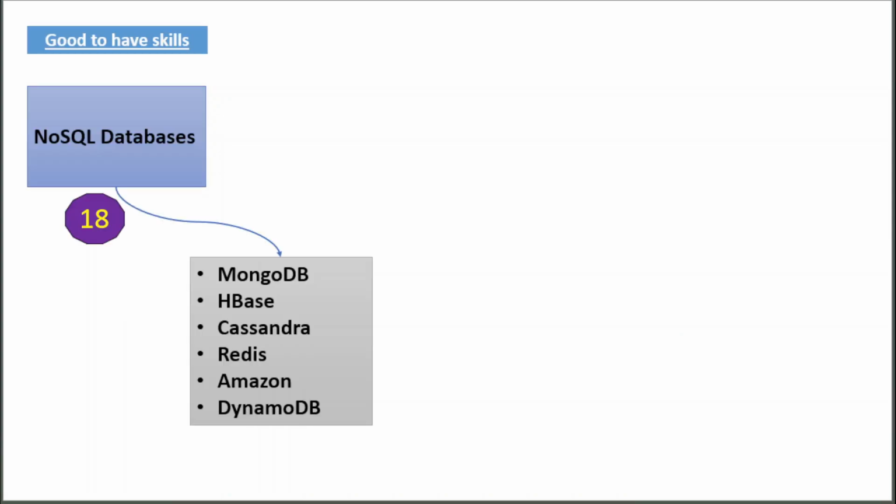Now let's talk about good-to-have skills. The first one is NoSQL databases. There are a lot of NoSQL databases available in the market like MongoDB, HBase, Cassandra, Redis, Amazon DynamoDB, etc. If you are already aware of any one of them, that is fine. Otherwise, you can choose any one of them. For example, you can choose MongoDB, which is a good one, and you can have the basic knowledge of that.